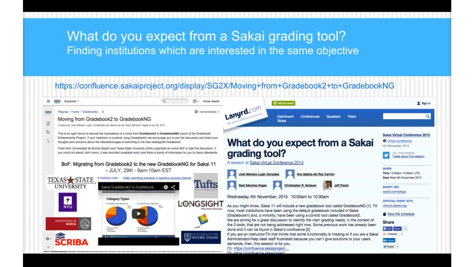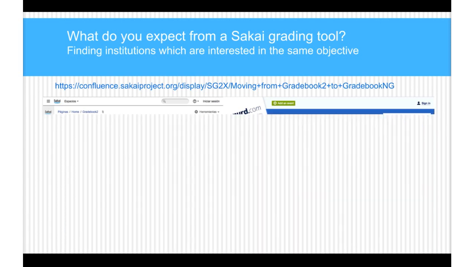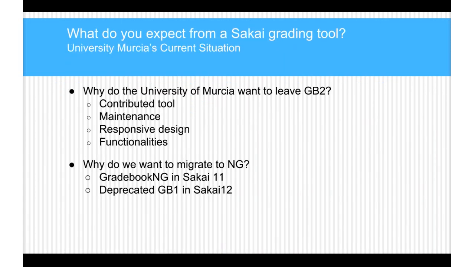The University of Murcia has been using Gradebook 2 since we moved to Sakai. For 5 years we've been having Gradebook 2, and it's massively used. We don't deploy Gradebook 1. The main reasons we chose Gradebook 2 back then were two. First, it was more attractive, and second, we had no idea that it was a contrib tool. We just thought it was a Sakai tool.